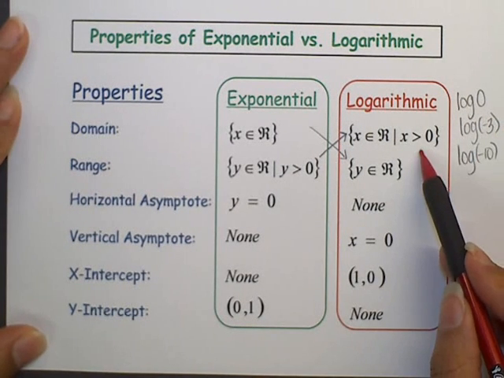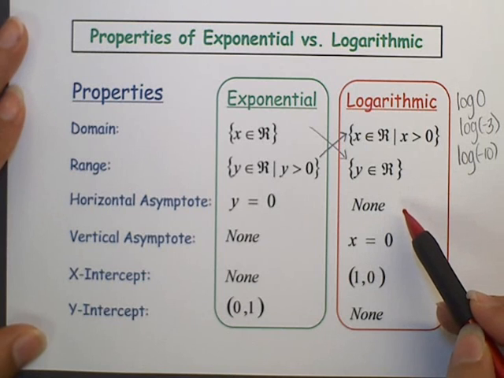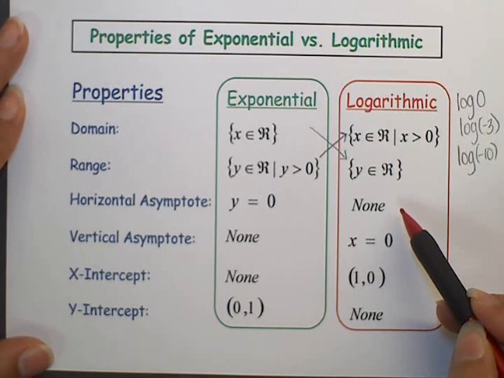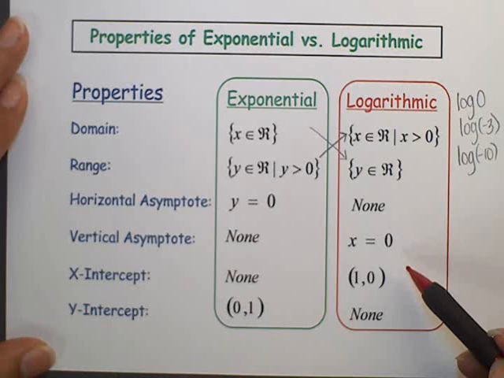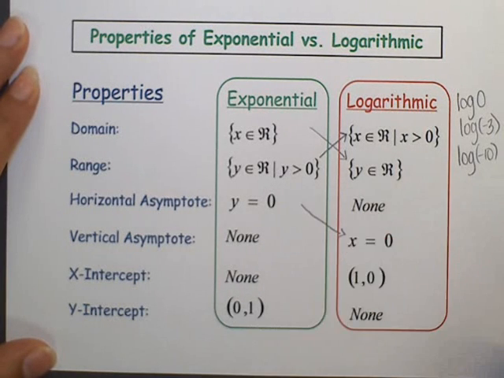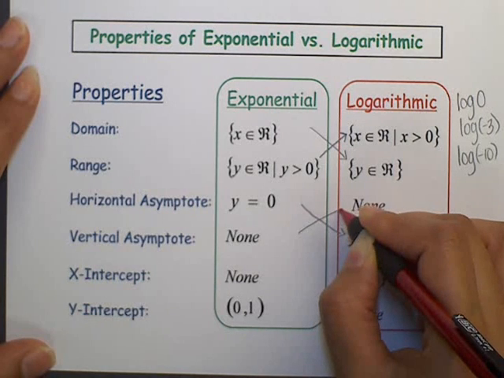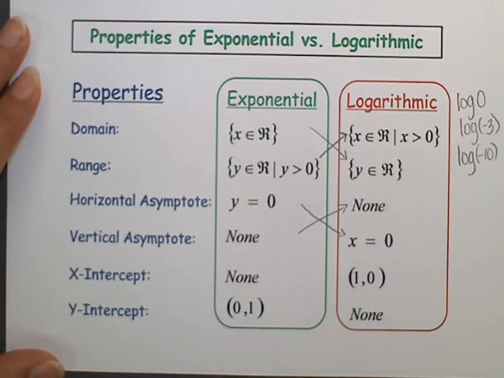The range is all real numbers. The graph continues infinitely up and down. There's no horizontal asymptote in this case, since the graph continues towards positive and negative infinity for the y. There is a vertical asymptote in this case. Notice that the horizontal asymptote has become a vertical asymptote, and there was no vertical asymptote in the exponential, and now there's no horizontal asymptote in the logarithmic.